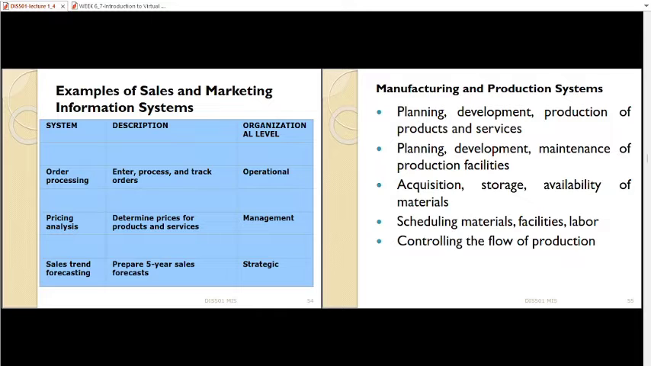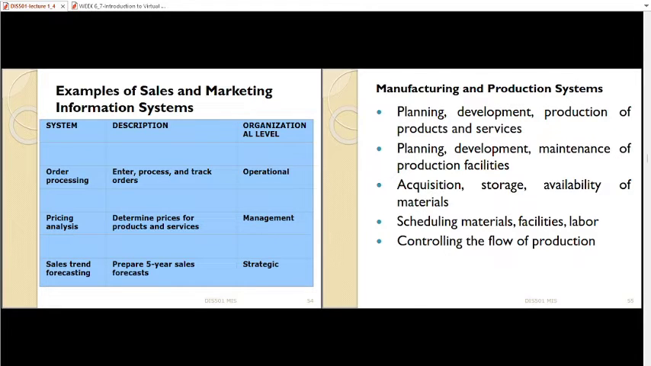We can have order processing, where we process and track orders, and it works within the operational level. We can have a pricing analysis system. What would it do? It determines prices for products and services to ensure that we're actually making profit and not losses, to make sure that we are not overpricing our products or services. And that would be within the management level.